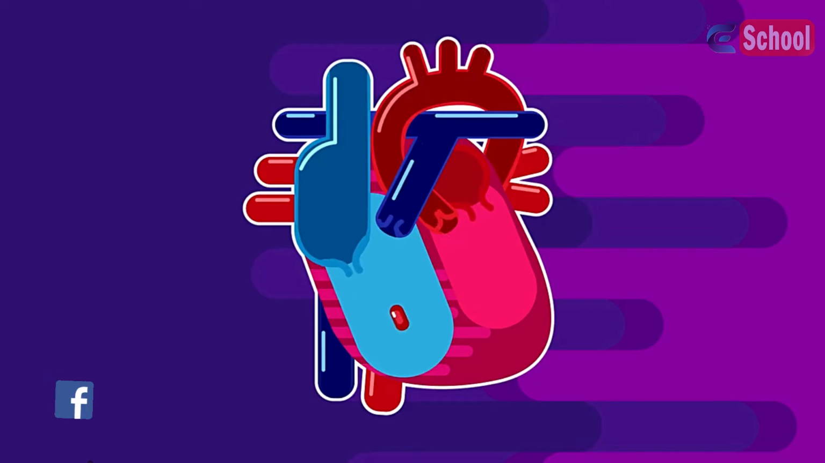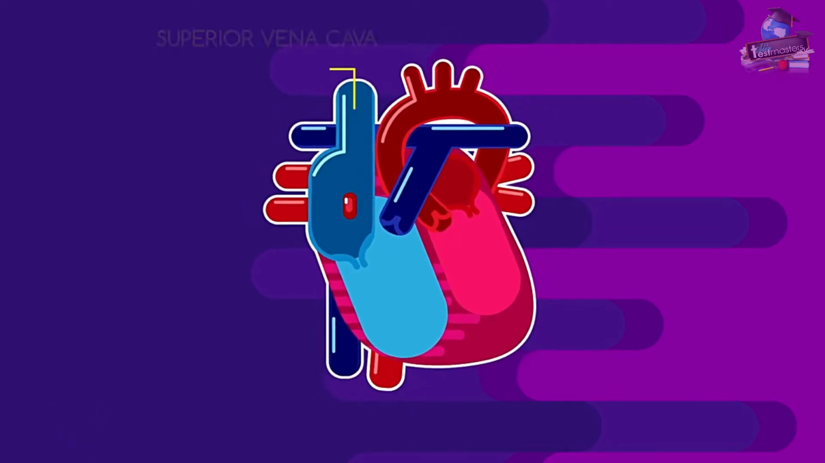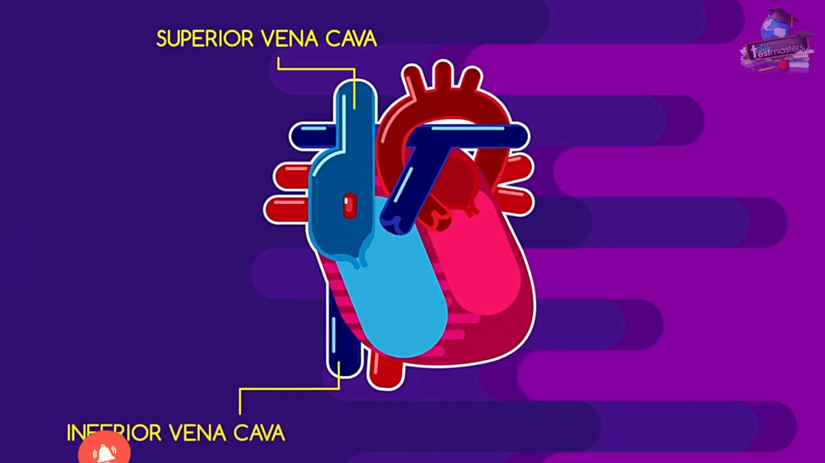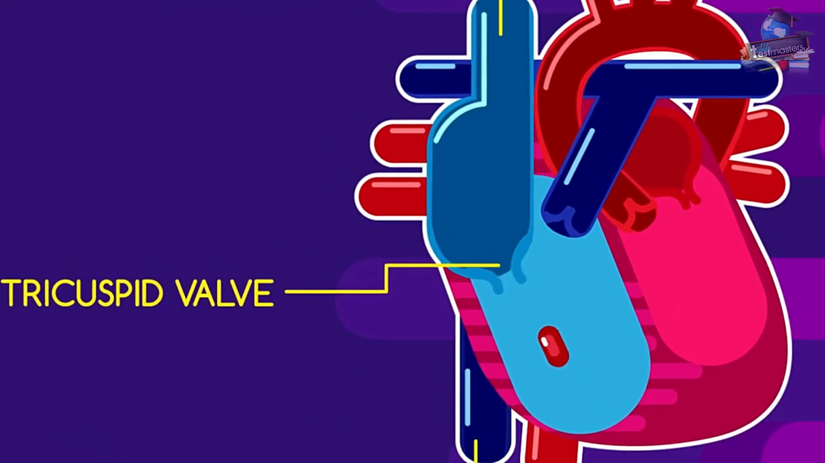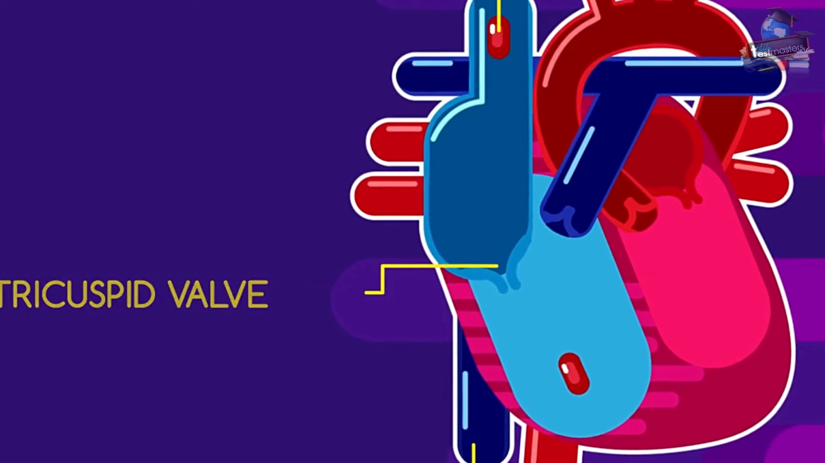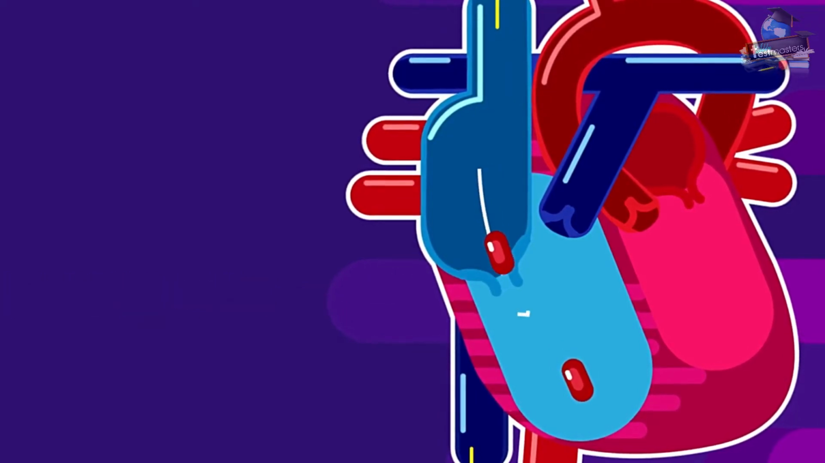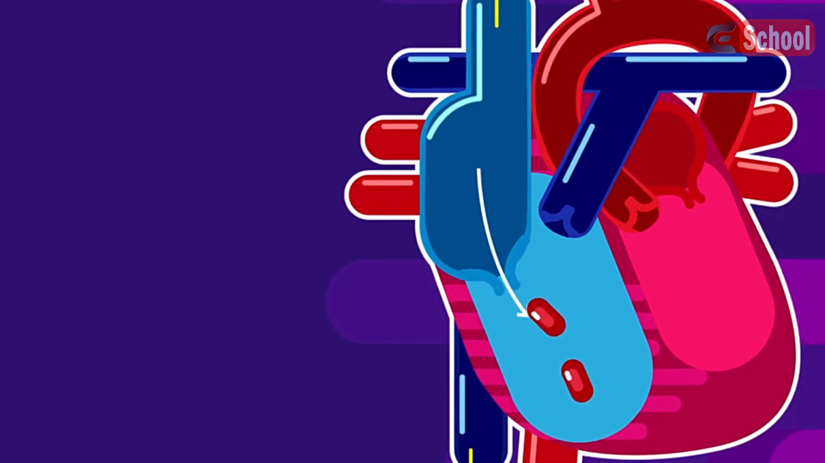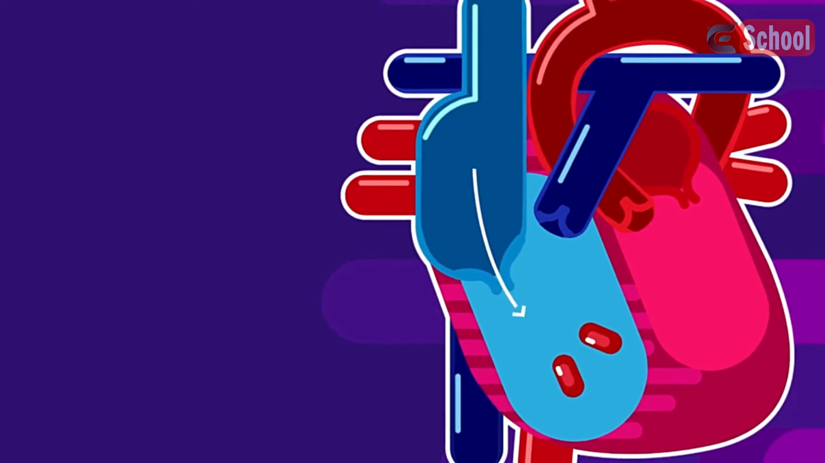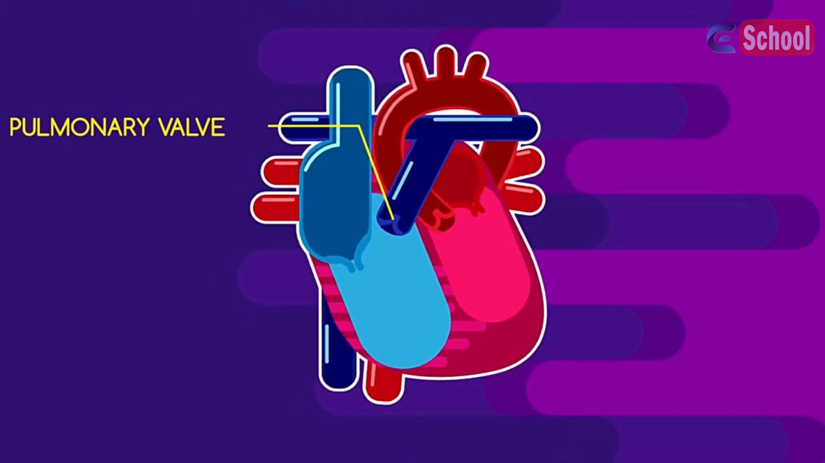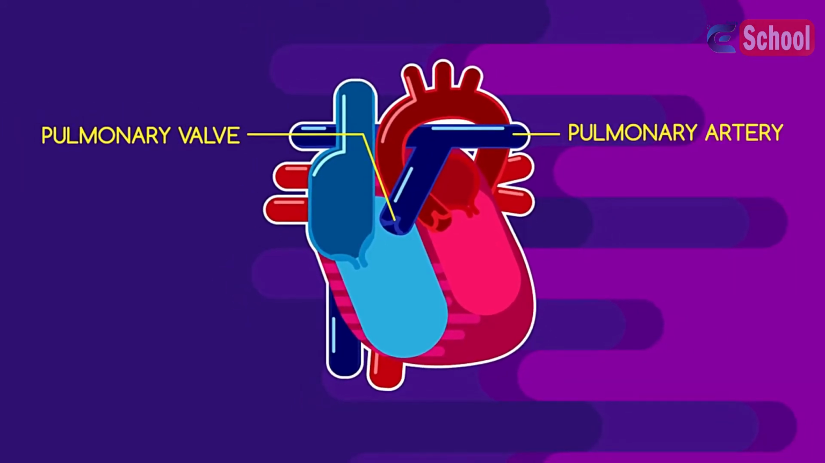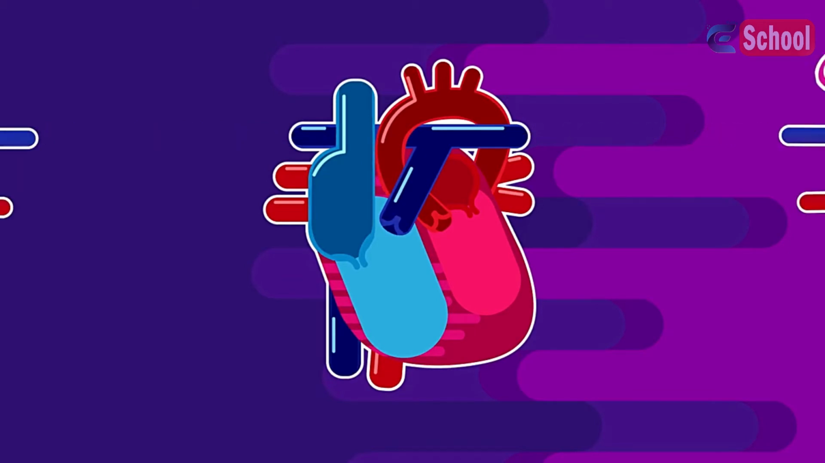The deoxygenated blood returns to the right atrium of your heart via 2 veins, the superior vena cava, if it's coming from the upper part of your body, and the inferior vena cava if it's from the lower part. The blood then passes through the tricuspid valve into the right ventricle. The tricuspid valve acts as a special gate designed so that the deoxygenated blood can only flow onwards into the right ventricle. When the right ventricle contracts, it forces this deoxygenated blood through the pulmonary valve into the pulmonary artery, which branches out into the right and left lungs.